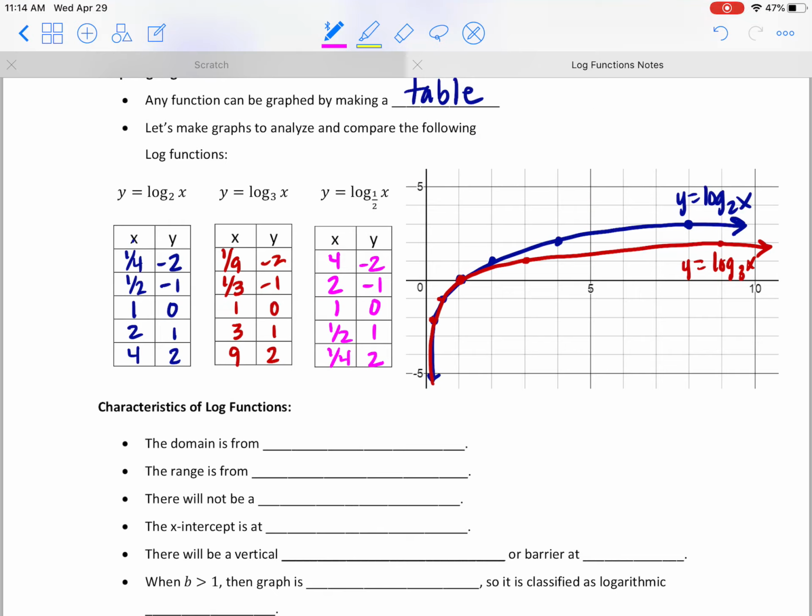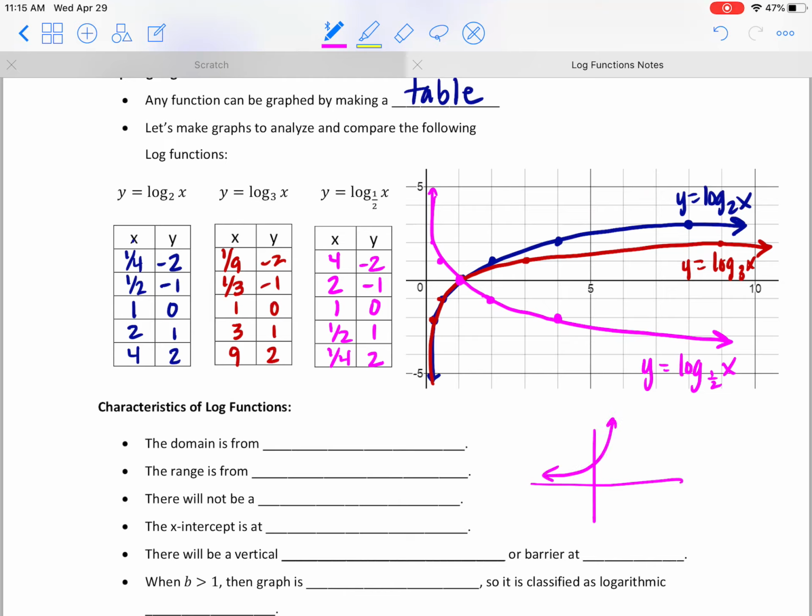This is the reverse of what we were doing 2 days ago. Hopefully it's looking familiar. Put in a negative 1, we get 2. Anything to the 0 is 1. Anything to the first is itself, and then 1/2 squared is going to be 1/4. So at 4 on the x, our graph is at negative 2. At 2, our graph is at negative 1. At 1, 0 again, and then 1/2 and 1, and 1/4 and 2.